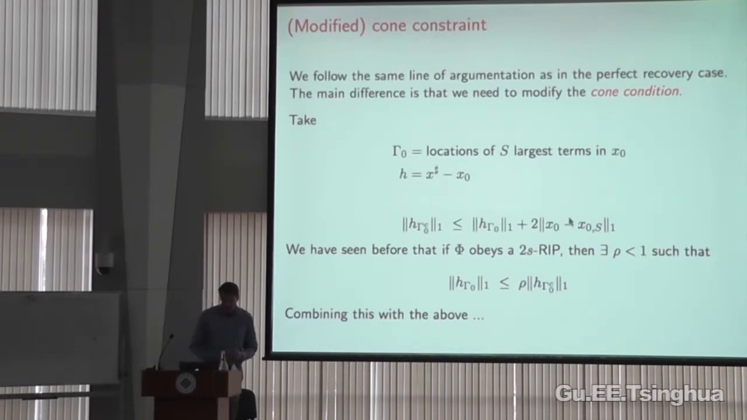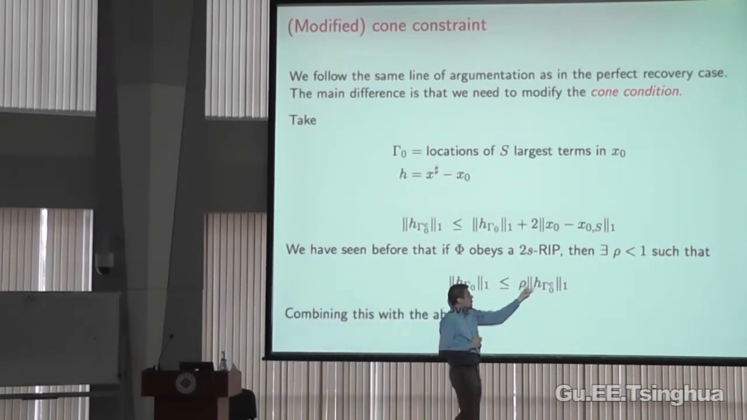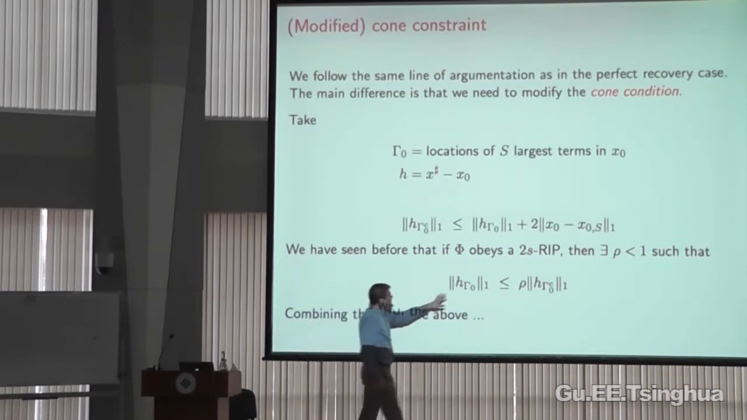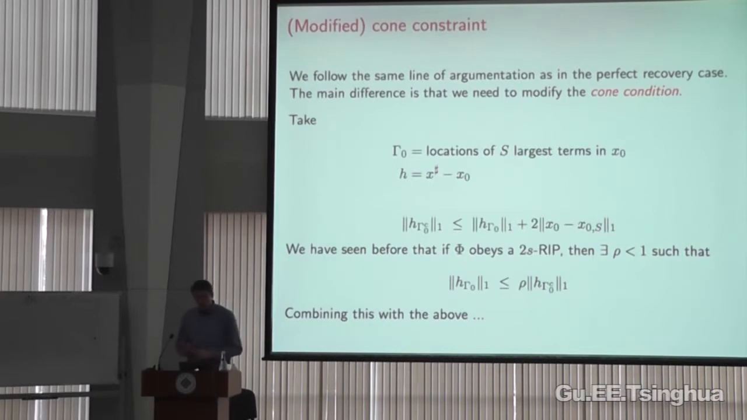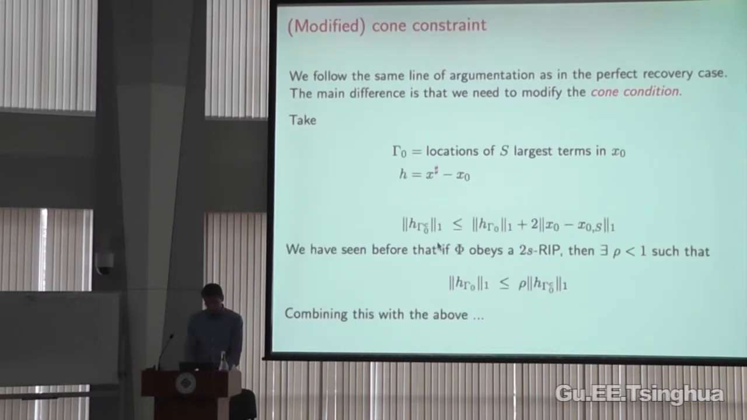Another fact that we know already, from our last proof, is that if phi has this 2s RIP, then we have this opposite thing that's true. So if h is in the null space, which again it must be, since we're solving this program with the same constraint, we know that this on the support has to be less than rho times the L1 norm off the support. This is what we showed in the entirety of the last lecture. So if I can just combine these two things, it's kind of easy. So I have these two facts about the descent vector. All right, so the first one, just plugging this up here.